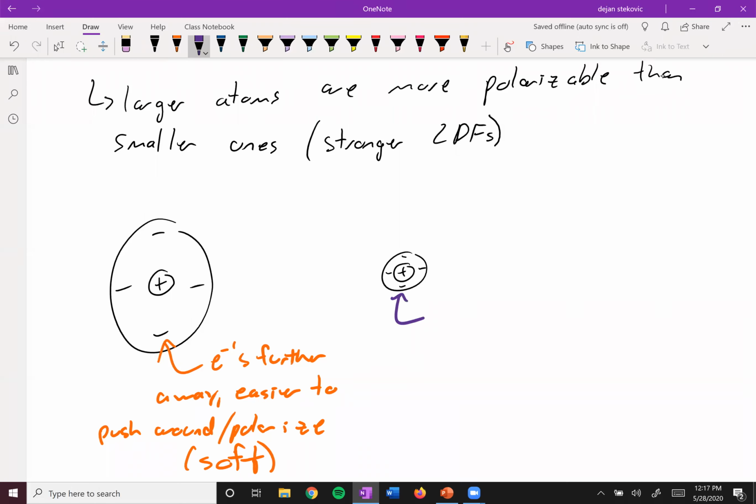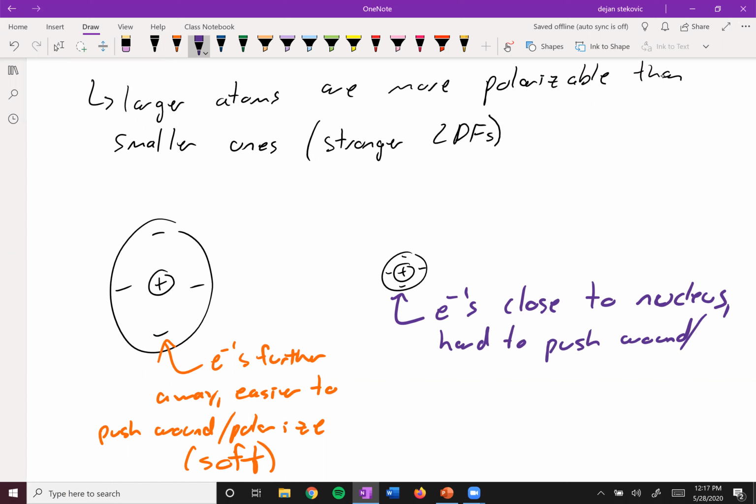Whereas this small atom, these electrons are very close to the nucleus. And so they're actually hard to push around and polarize. And so they'll have less London dispersion forces. These are known as hard, or they're harder than the other ones.